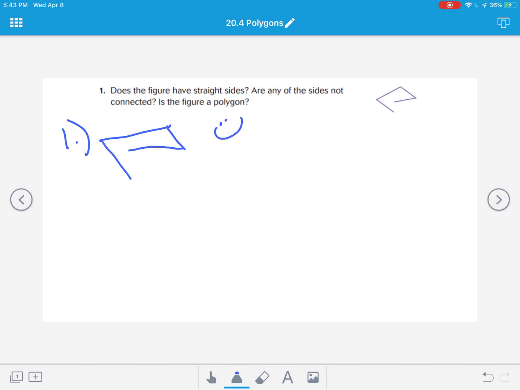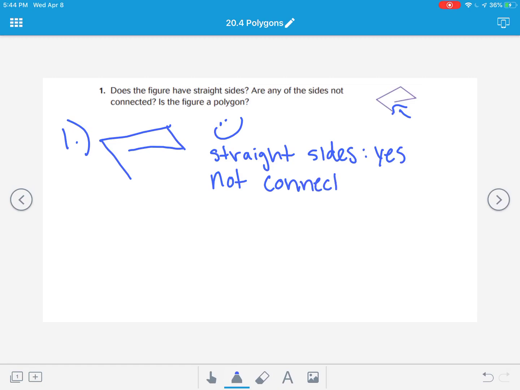All right, so looking at that figure, does the figure have straight sides? Well, yes. Yes, it has straight sides. Are any of the sides not connected? Unfortunately, yes. Do you see how this side here is not connected? So the second question, the answer is also yes, the sides are not all connected.